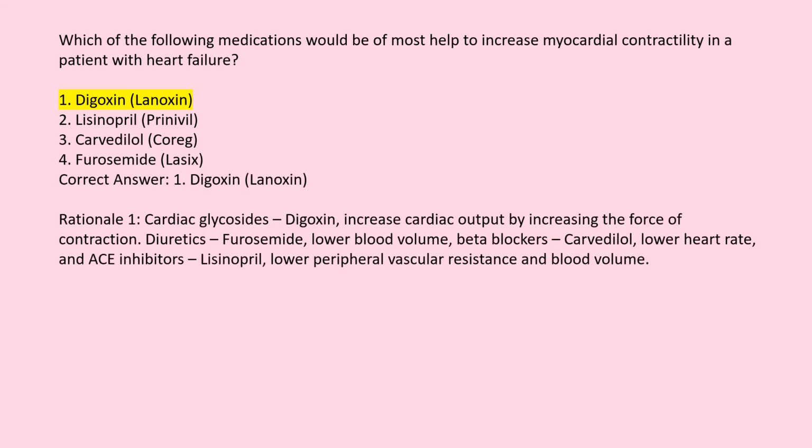Correct answer. 1. Digoxin, Lanoxin. Rationale. Cardiac glycosides, such as digoxin, increase cardiac output by increasing the force of contraction. Diuretics, furosemide, lower blood volume. Beta blockers, carvedilol, lower heart rate, and ACE inhibitors, lisinopril, lower peripheral vascular resistance and blood volume.